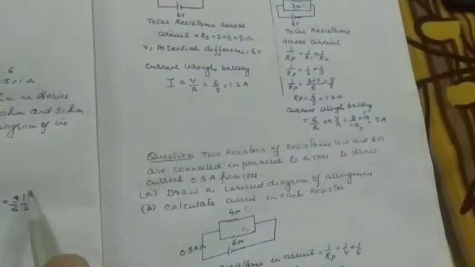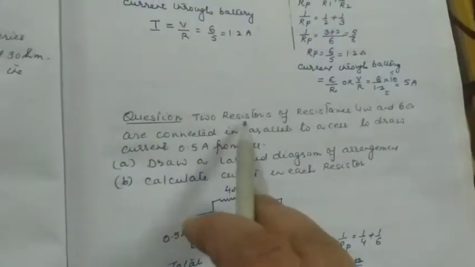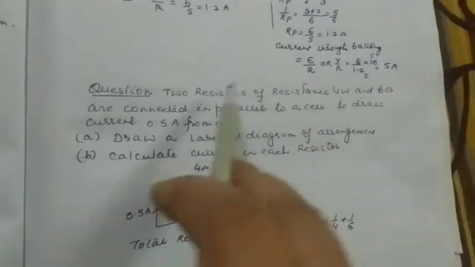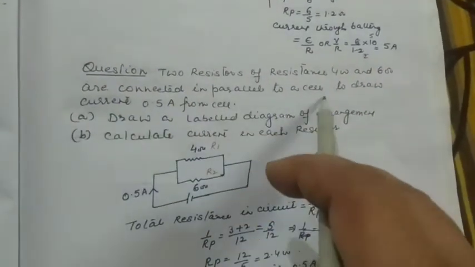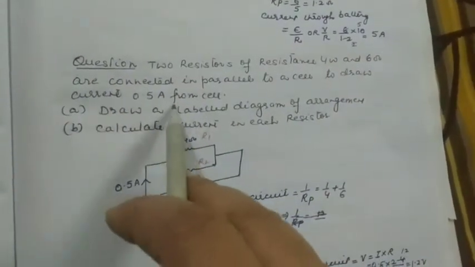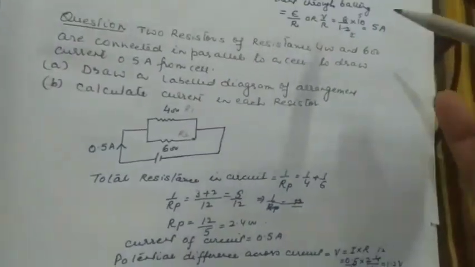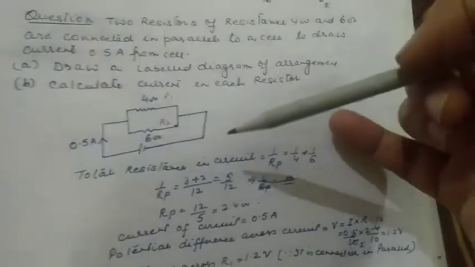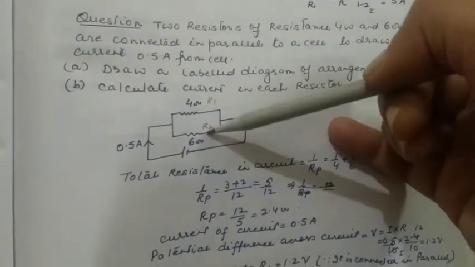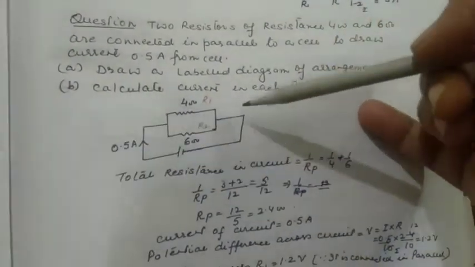Next question. Two resistors of resistance 4 ohm and 6 ohm are connected in parallel to a cell to draw current 0.5 ampere from the cell. Again you have to draw the diagram, but very simple. Two resistors connected in parallel. Across the resistors we have to connect one cell.